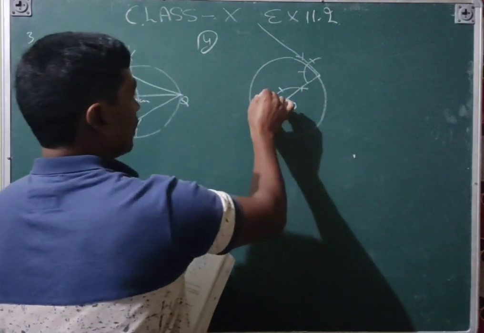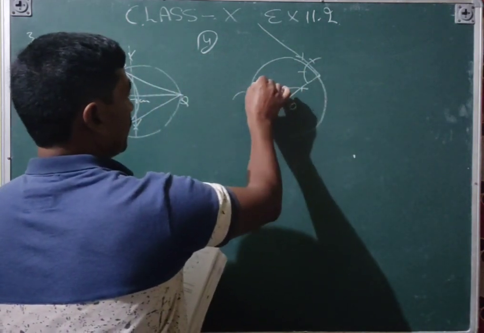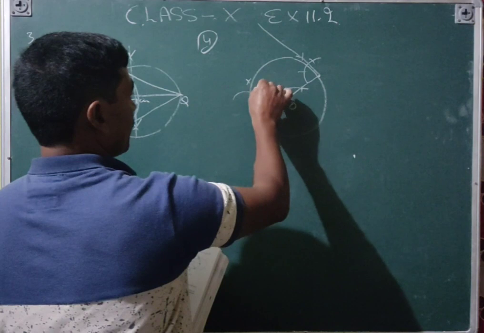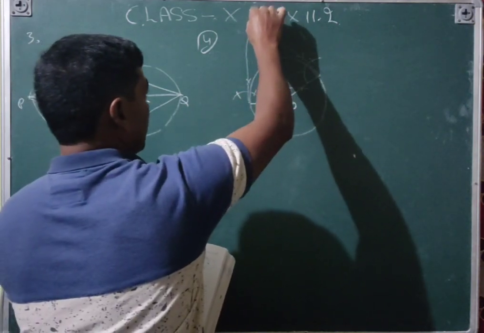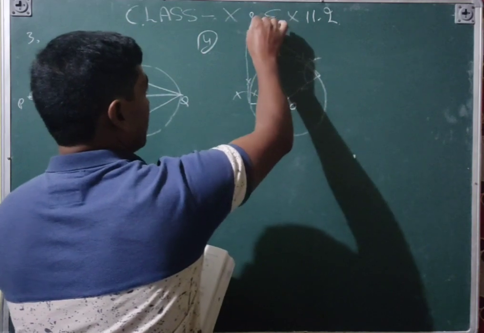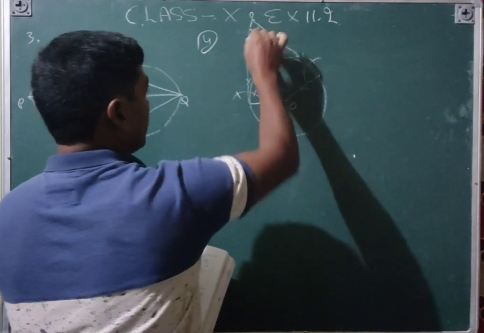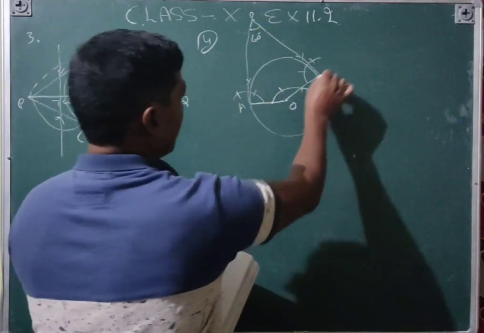And then at this point we will also draw the 90 degree angle. This is the tangent point P. This is the 60 degree. It must become 60 degree. And then A, B.